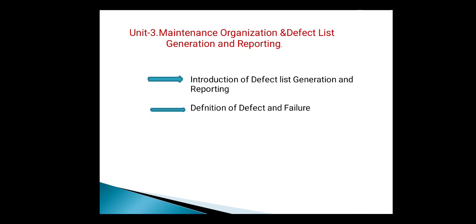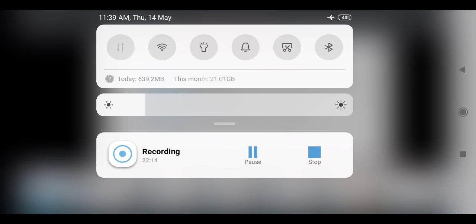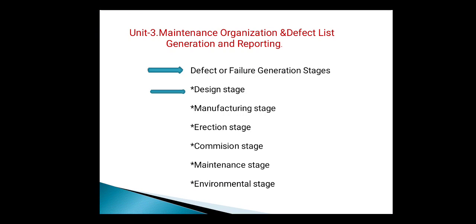Deteriorating, stoppage and instant stoppage, intense deteriorating, and not subsiding. Any kind of these terms are considered to be failure. So these are the definitions and meanings of defect and failure. Next point, defect or failure generation stages.